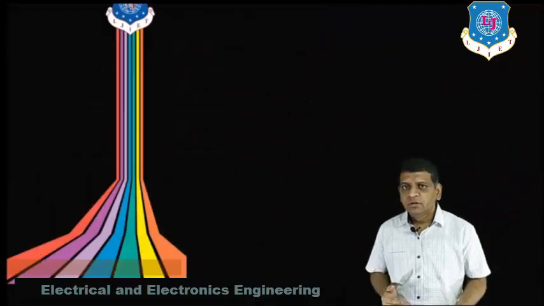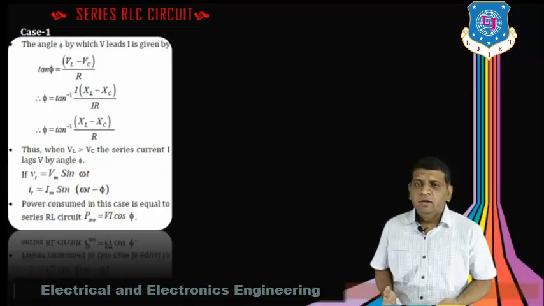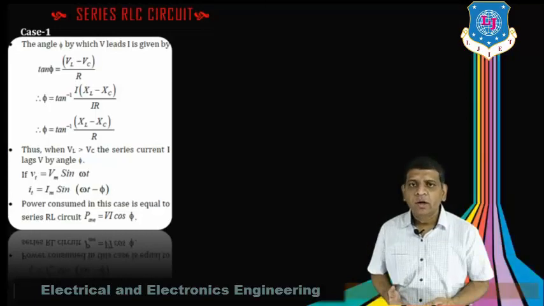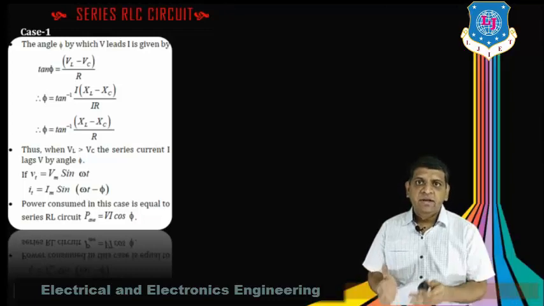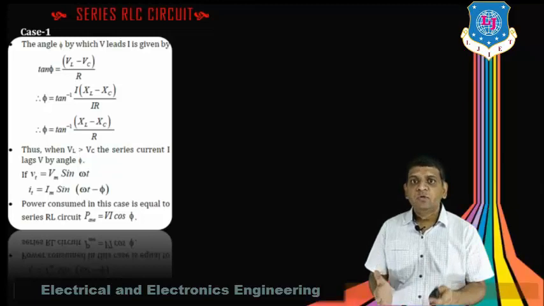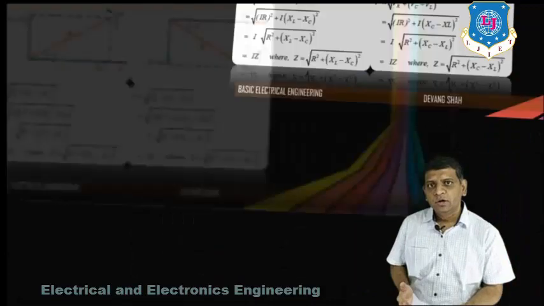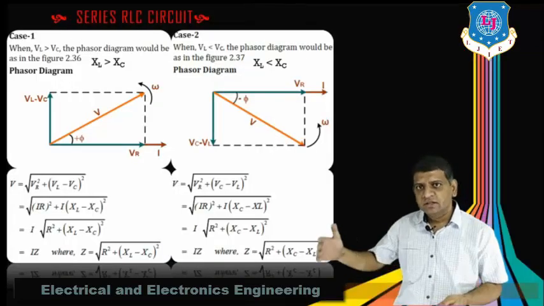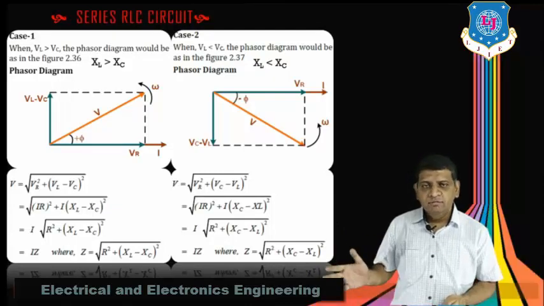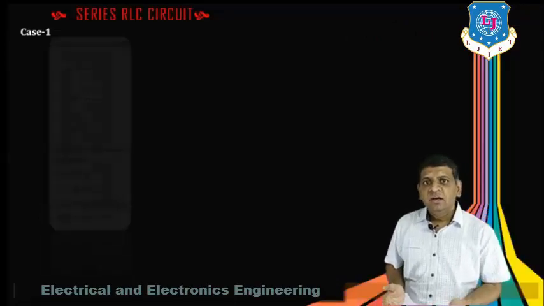And further, if we define this terminology, you can find the resultant angle phi, for case number 1 where XL greater than XC, then tan phi is equal to VL minus VC divided by R. This is from the triangle. Right, so if you apply trigonometry in this particular phasor diagram, for case number 1 and case number 2, and find the value of phi for both cases, you can see here tan phi is equal to VL minus VC divided by R.